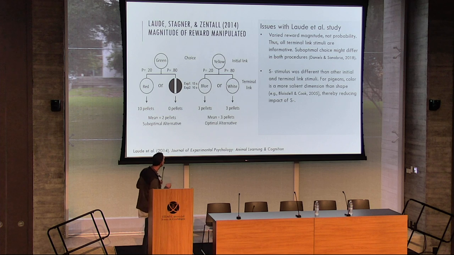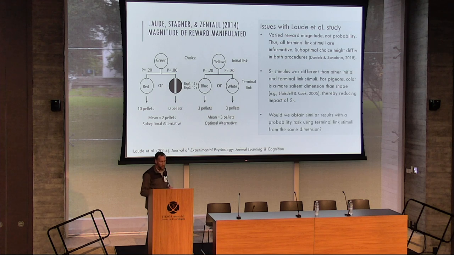And the other one, I think, is that the S minus stimulus is quite different from the others. It's a shape, a white line on a black background, and the other terminal link stimuli were colors. And many people, including when I was in Bob Cook's lab for my postdoc, have found that for pigeons, color seems to be a more salient dimension than shape. And so perhaps even if this terminal link stimulus, the S minus, did acquire inhibitory properties, it's overshadowed, so to speak, by color stimuli. And so the colored stimulus exerts more control over the behavior on a compound trial.